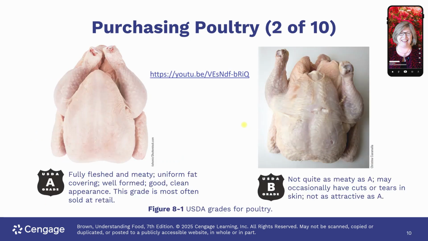In Figure 8-1, we see an example of a grade A chicken, and then we see a grade B chicken, which is not quite as meaty as grade A. It may occasionally have cuts or tears in the skin, and overall it's not as attractive as grade A. Grade A is fully fleshed and meaty, uniform fat covering, which is the skin, well-formed, good, clean appearance. This grade is most often sold at retail. That's normally what you will see in the store. Let's take a look now at how these grading operations run.